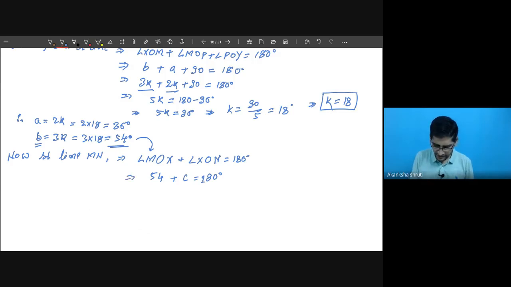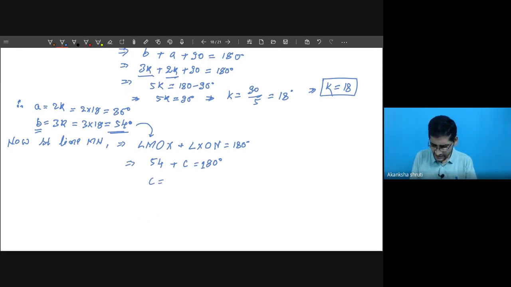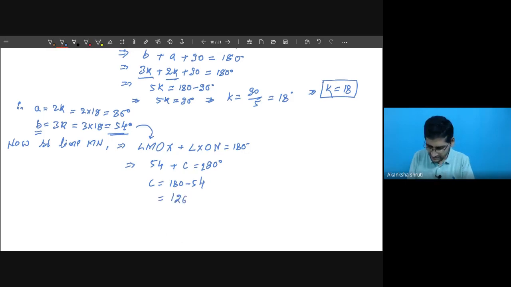So calculate now this C. C is equal to 180 minus 54. Student, you just subtract it and get the value. It becomes 126 degrees. So C is this much. This is your final answer.